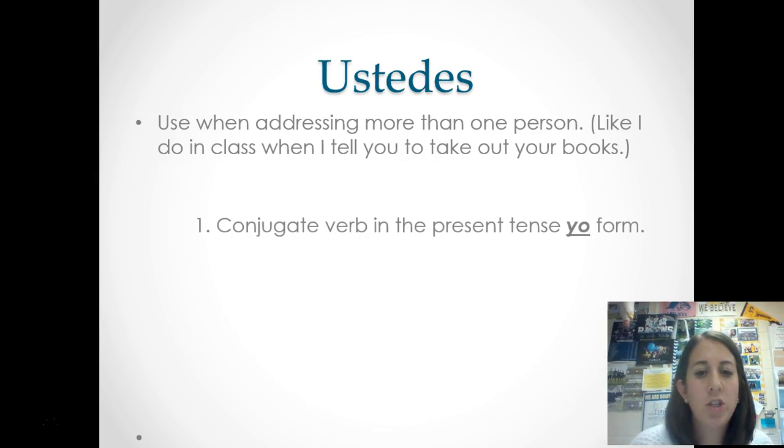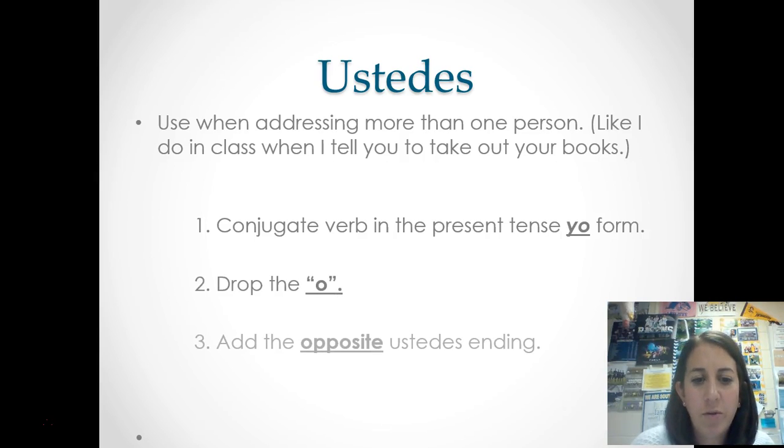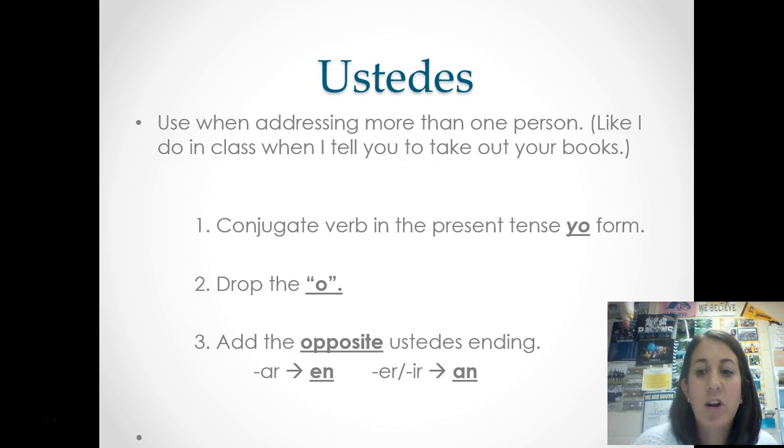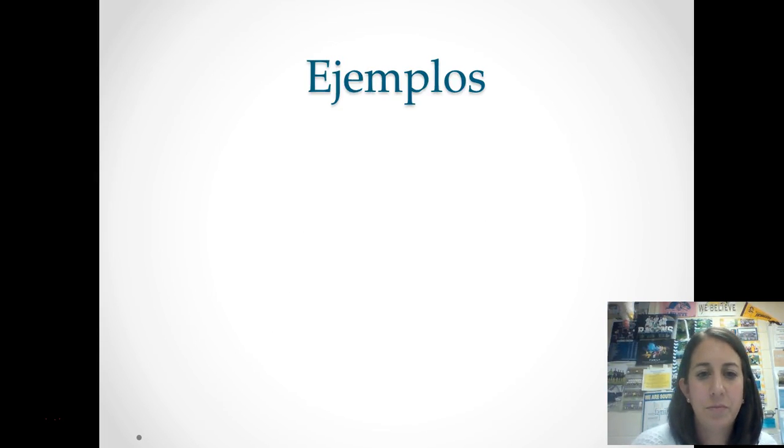So again, we're going to conjugate the verb in the present tense yo form. We're going to drop that O. And then we're going to add the opposite ustedes endings. So for our AR verbs, it is going to be EN. And for our ER and IR verbs, our ending is going to be AN. So again, let's look at some examples.